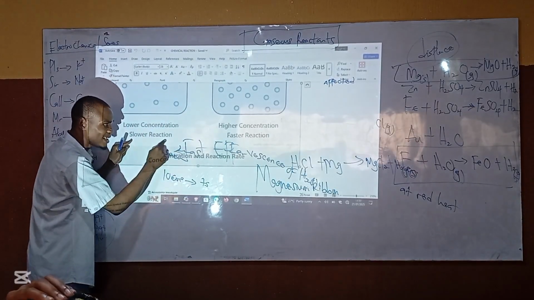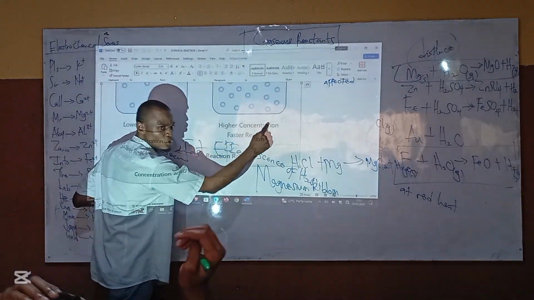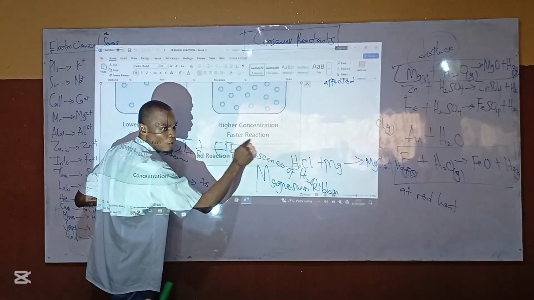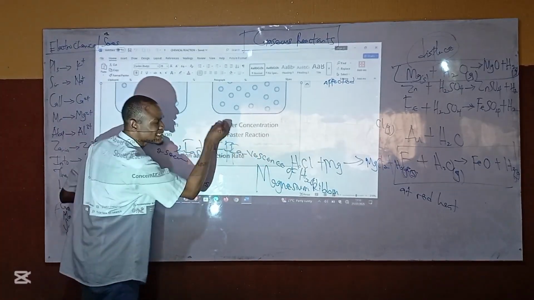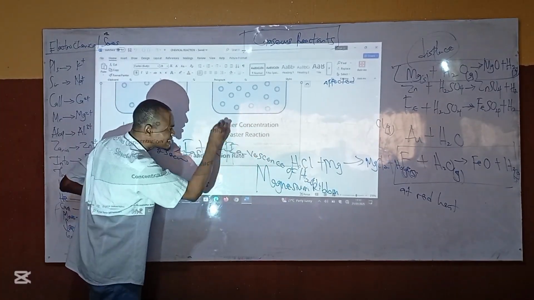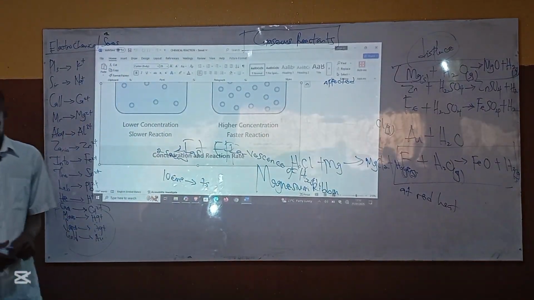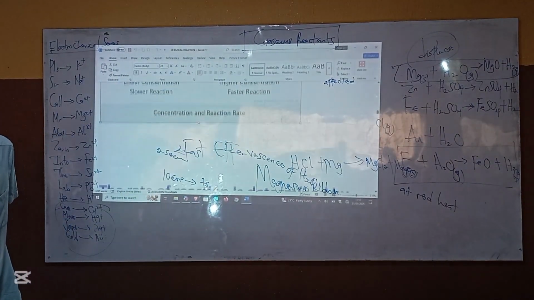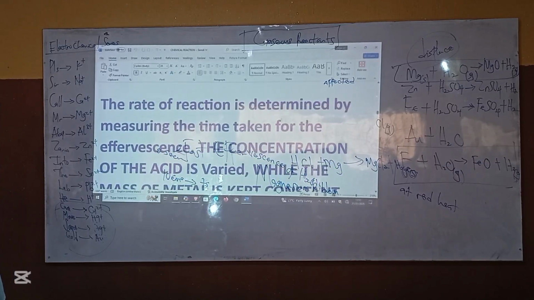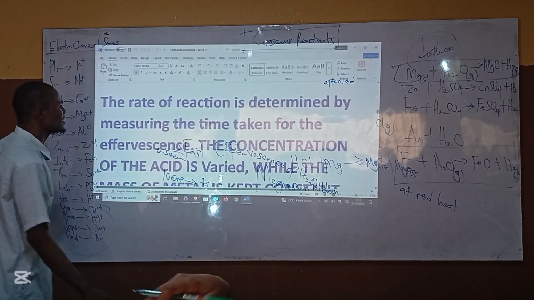I let you know the rate of chemical reaction: you use higher for concentration, you use what? Faster for what? Reaction. You should know how to put your adjectives to describe them. This is an adjective we are using to describe them. Am I communicating now? So now, concentration and reaction rates. So now the rate of reaction is determined by what?